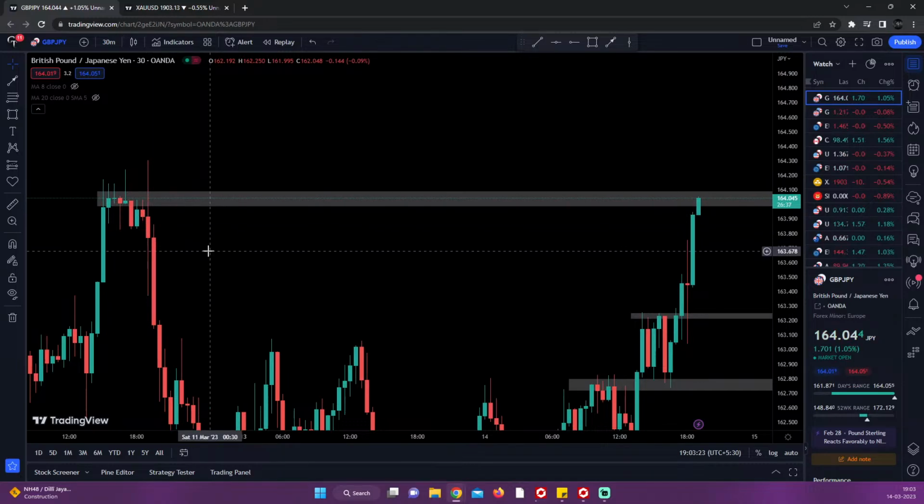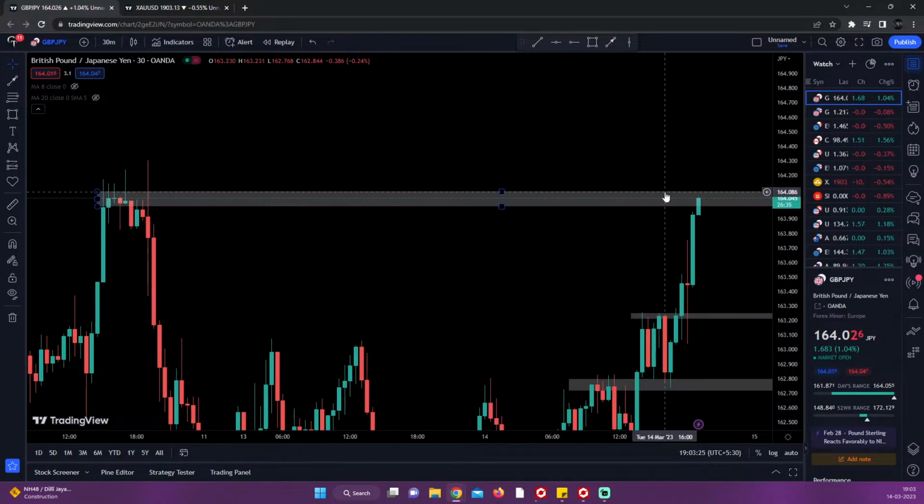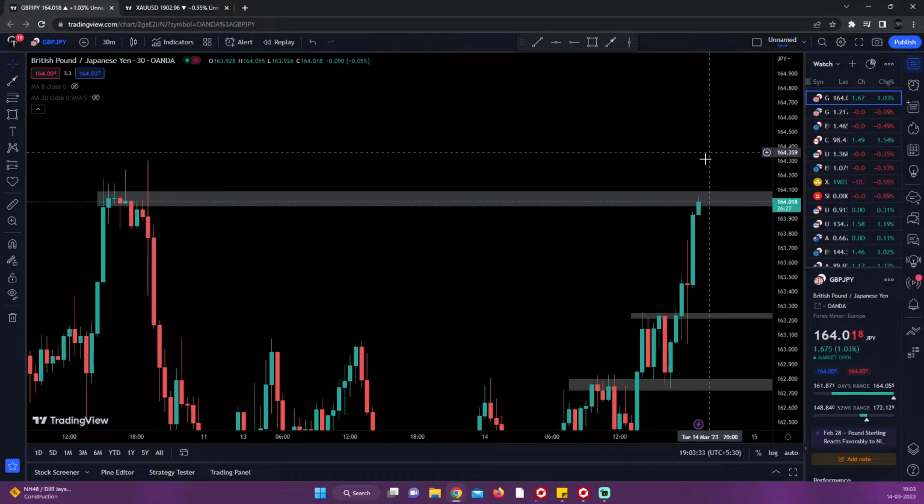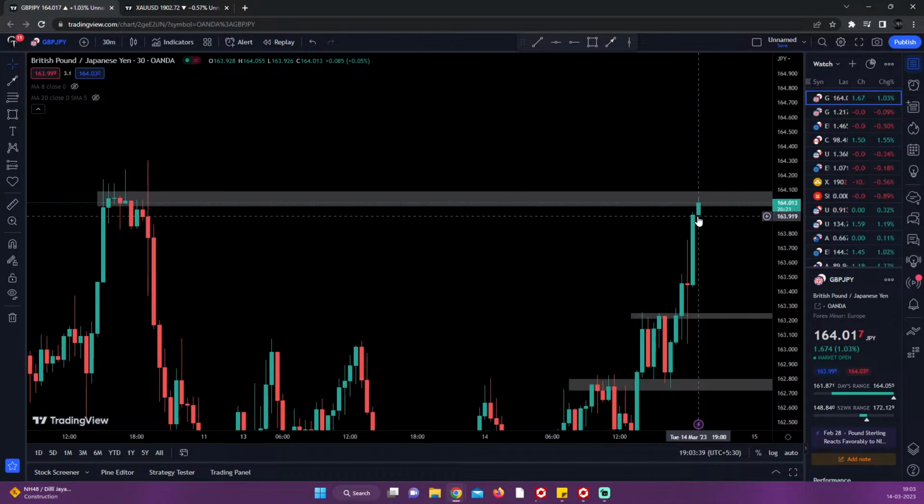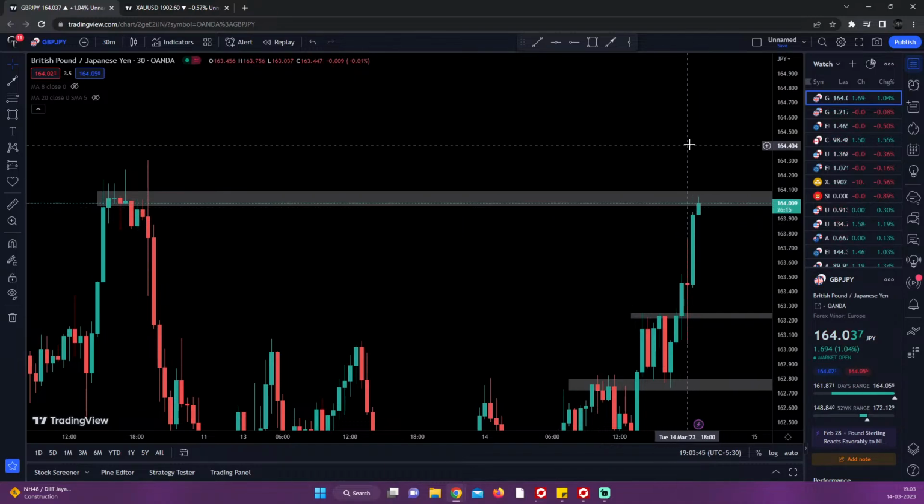So even though you see the market moving up, that's not 100% sure that it will keep moving up. There is a very high chance that the market will be reversing back, this candle will be reversing back, and will create some sort of low first, and then it will be moving up.